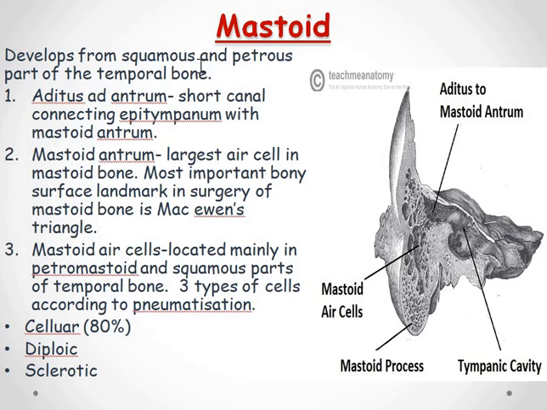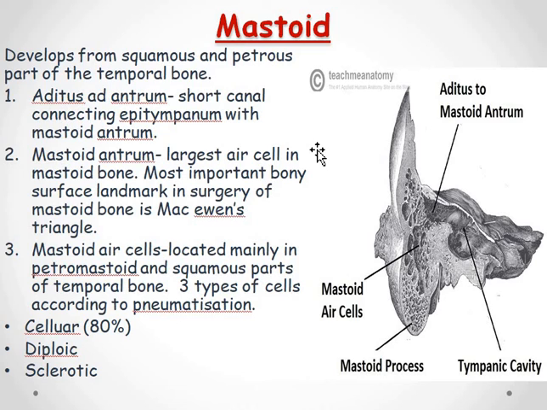So the mastoid, what happens to the mastoid? That develops from the squamous and the petrous part of the temporal bone. The aditus ad antrum is a short canal connecting the epitympanum with the mastoid antrum. So we know that this aditus basically connects the epitympanum to the mastoid antrum. The mastoid antrum is the largest air cell in the mastoid bone, and it's the most important bony surface landmark in the surgery of the mastoid bone, as it is McEwen's triangle.